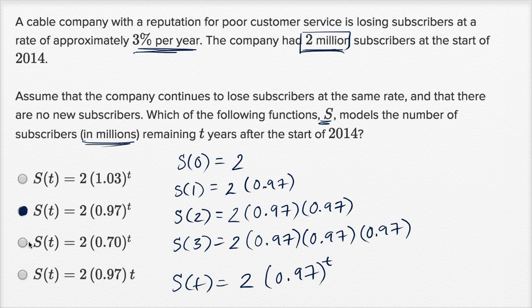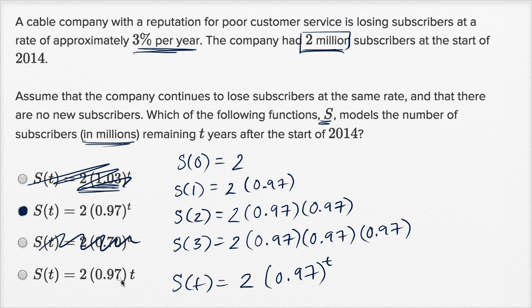Now, another way you could have done it is you could have tried to rule out some choices here. This one actually has the subscribers growing. If you multiply by 1.03 to the t, 1.03 times 1.03 times 1.03, it's going to get larger than 1. You're going to have more than 2 million subscribers as t increases, so you could rule that one out. In this one, every year you're only retaining 70% of your subscribers. You're losing 30%, not 3%. So that one's even worse than this already bad situation.